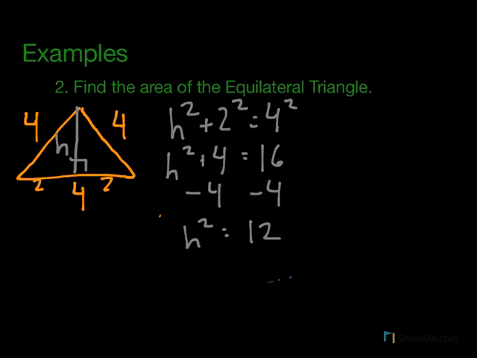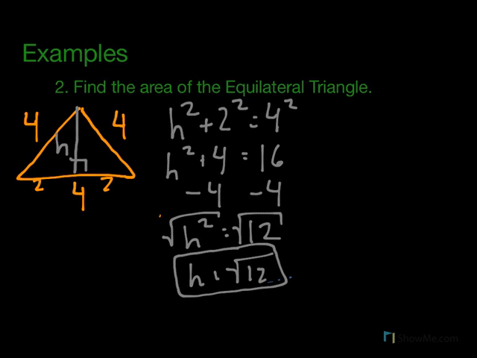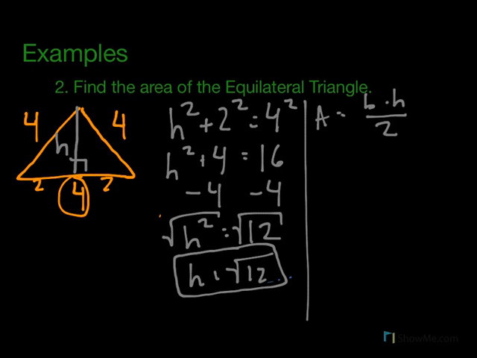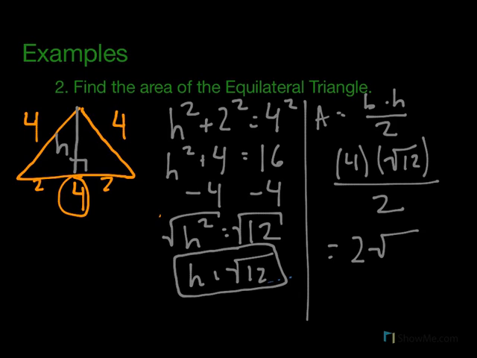We have to take the square root so we can get h, not h squared. So h is equal to the square root of 12, and we can just leave it in the square root since it doesn't really simplify into anything. Now we'll use our area equation: area equals base times height over 2. Remember, we have to use our original base, so 4 times the height, which is the square root of 12, all over 2, which is the same as 2 root 12. And if we want to simplify this some more, we'll end up having 4 root 3.